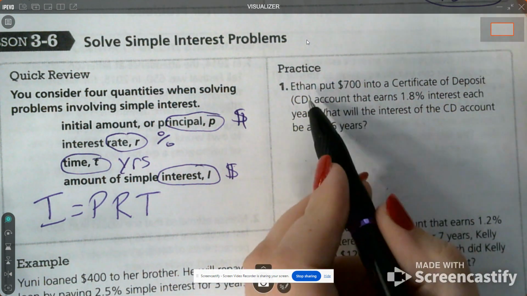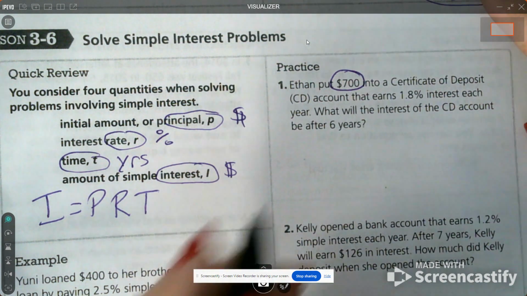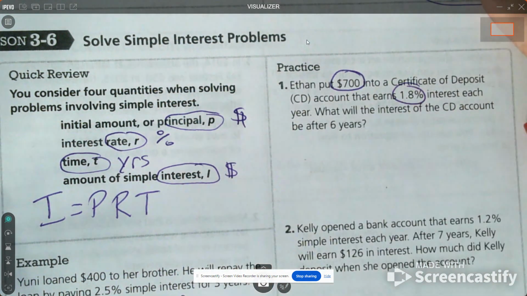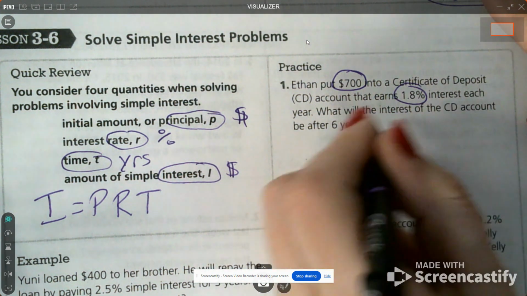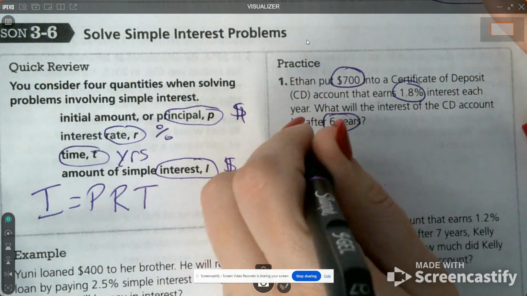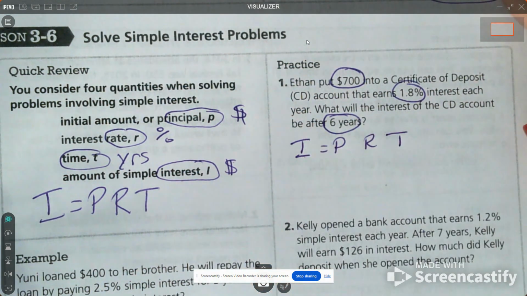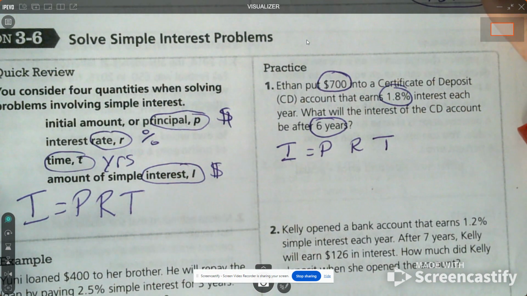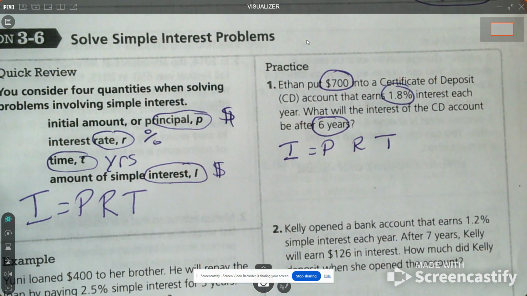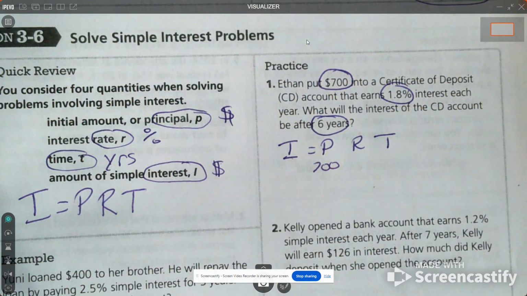So in number 1, Ethan put $700 into a certificate of deposit account that earns 1.8% interest. What will the interest of the CD be after 6 years? So remember, always start by writing your equation. I equals PRT. And then just plug in your numbers. So what is the 700? The 700 is the principal because that's what we start with. What about the 1.8?